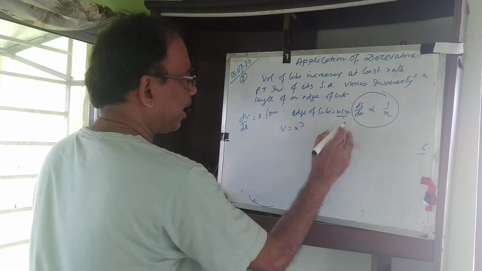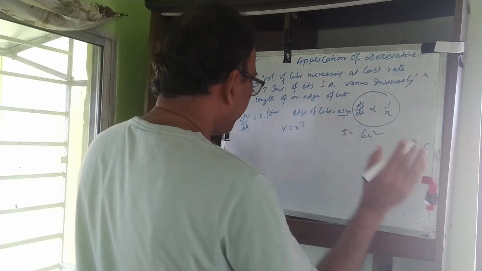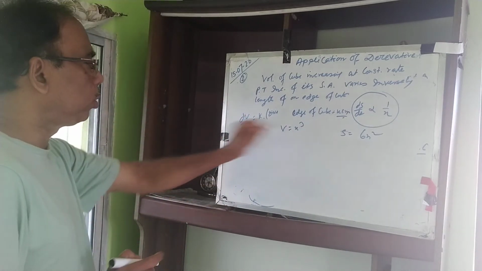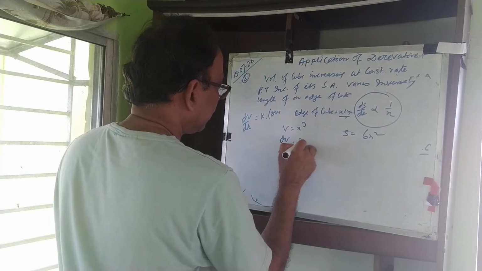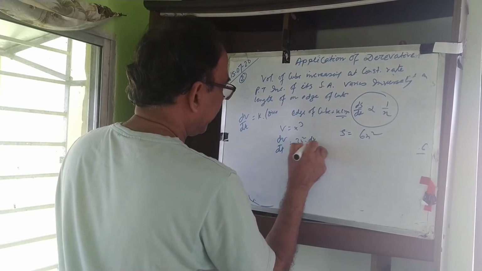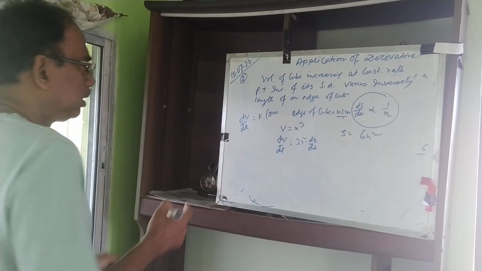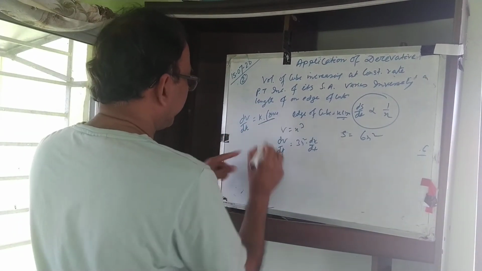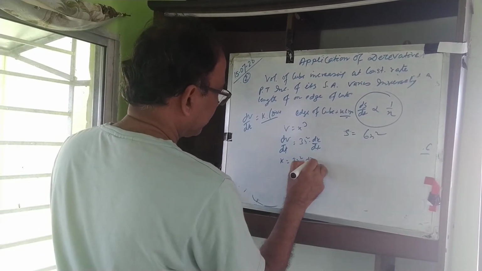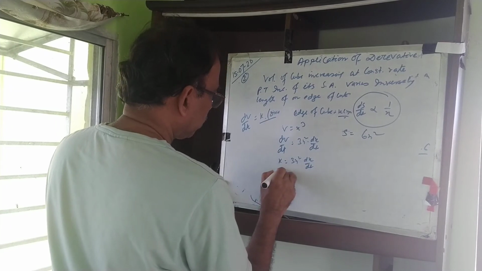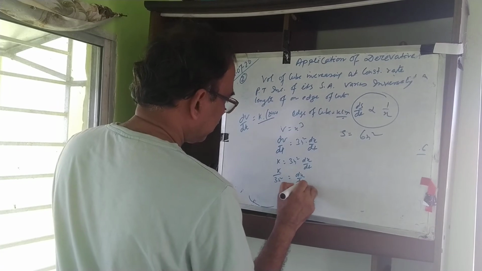Surface area of the cube is 6x². We know it; you have to know the formula. Volume of the cube is x³. Now dV/dt is 3x² dx/dt. The dV/dt value is given as k. Suppose k equals 3x² dx/dt. So k over 3x² equals dx/dt.